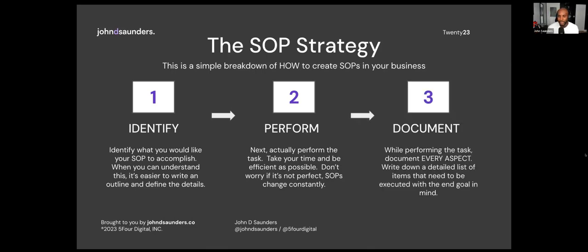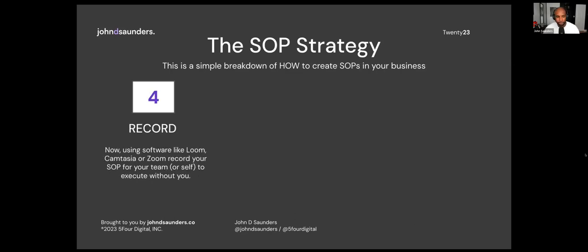And then while performing the task, document every single aspect, write it down. My mom is pretty savvy, and I want to be able to take this list and give it to my mom and she can execute it. Now, in a lot of cases, there will be things that require someone adept at a specific field or thing in your business. But ultimately, you want this to be foolproof. You want anyone to be able to access this SOP and execute it at a high level.